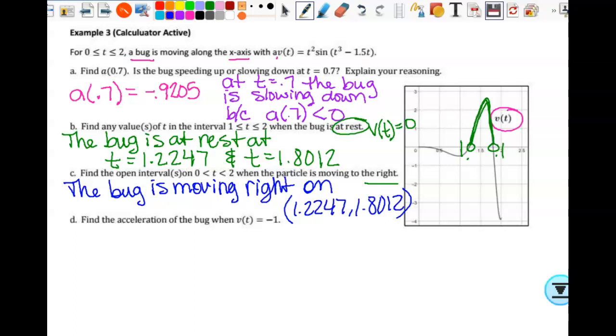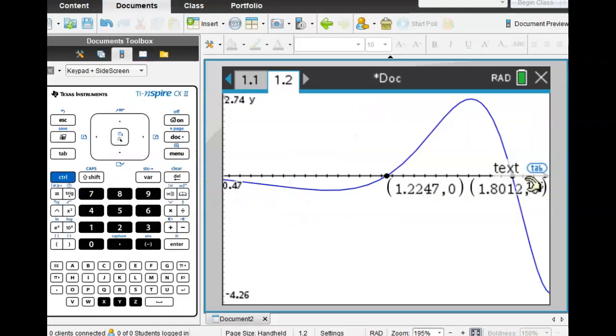Okay. So now we want to find the acceleration of the bug when v of t equals -1. So let's think about what we need. We need to first know when the velocity is -1, right? And if I can find when the velocity is -1, let's say it's at 5 seconds, then I can take 5 seconds and substitute it into the acceleration function, right? So we have a few things to do. The first thing to do is figure out what time the velocity is -1. So let's go back to our graph.